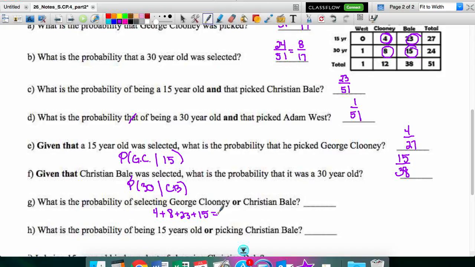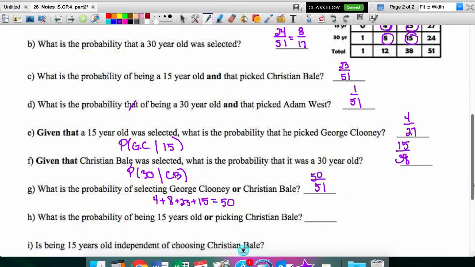Okay. 4 plus 8 gives me 12. 12 plus 23 gives me 35, and 35 plus 15 gives me 50. So 50 is my numerator out of the total number of responses, 51. So that's a pretty high probability, 50 out of 51, that the person liked George Clooney or Christian Bale, which we can kind of see since Adam West only has 1 vote.